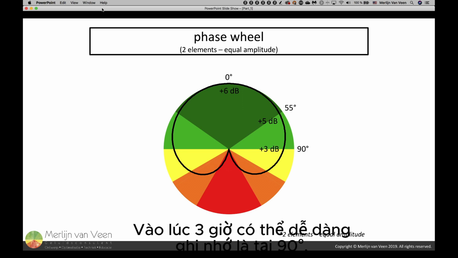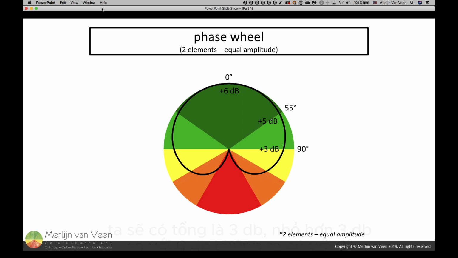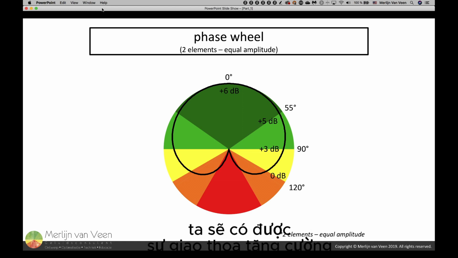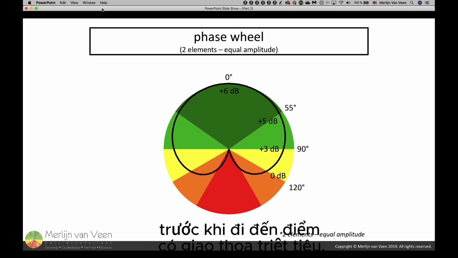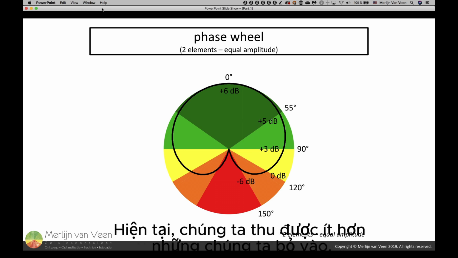By the time I am at 3 o'clock, which I can easily memorize, which is 90 degrees, I'm going to get 3 decibels of summation. It's 3 decibels less than the 6 I would have had with 0 degrees, but it's still 3 decibels of summation. At 120 degrees, the scales start to tip. Where we had constructive interference before, we are now going into the domain where we start to see destructive interference. Because at 150 degrees, we lose 6 decibels, and that is called destructive interference. Now we get less out of it than we put into it.